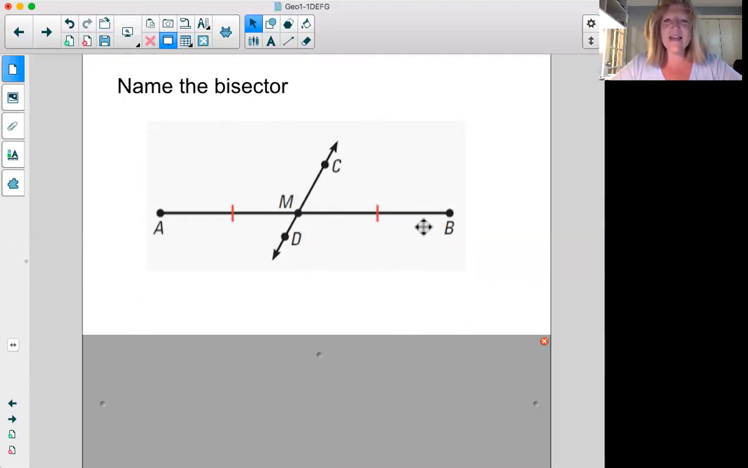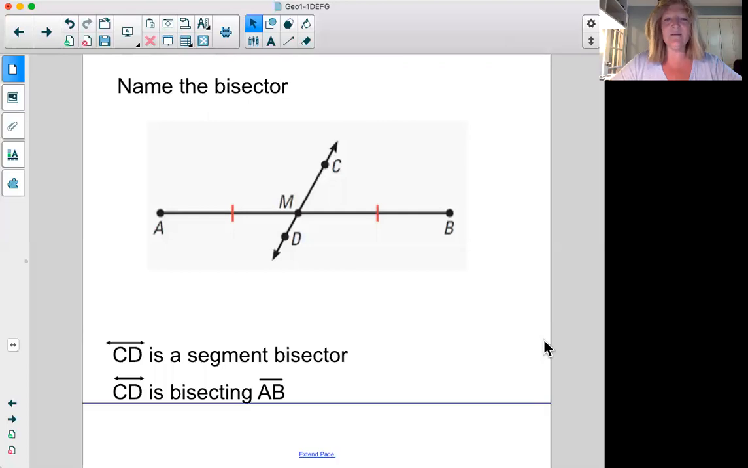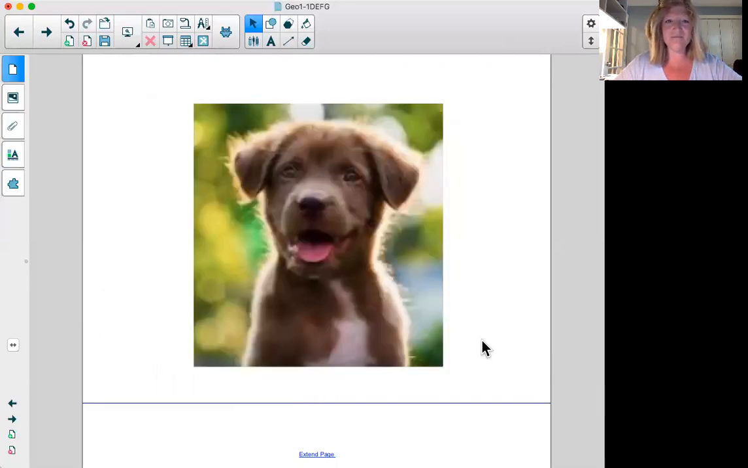So in this case, these marks tell us that AM is congruent to MB, so M is the midpoint of AB, and so anything that goes through M will be the bisector. You could have said M, you could have said segment DM, segment MC, segment DC, or you could have said line CD, which is what I went for. So line CD is a segment bisector, CD is bisecting segment AB.